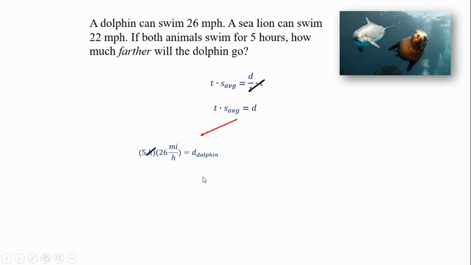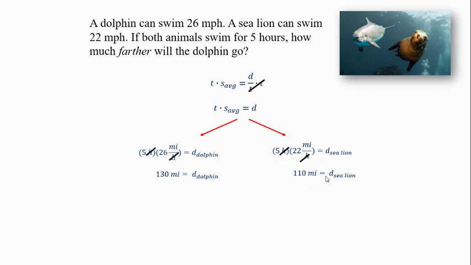If you do that correctly, the hours will cancel out for units, and then that will leave you with 130 miles for the dolphin. And then we can do the same strategy for the sea lion. The time here for the sea lion is the same since both of them swam for the same amount of hours. And then the rate of the sea lion is 22 miles per hour. Hours cancels out, and then 5 times 22 is 110 miles.